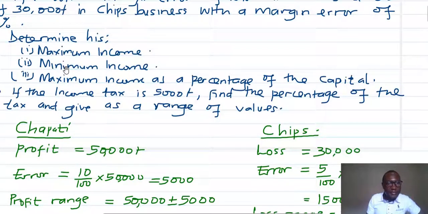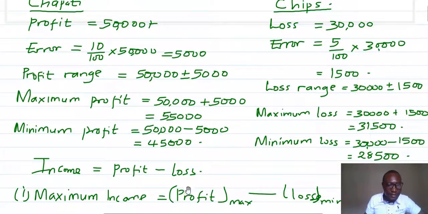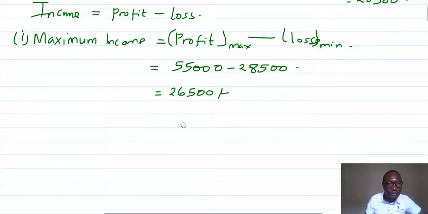Next, we need to find the minimum income here in Roman numeral 2. Minimum income comes in when you had minimum profits and then maximum losses, and that's what you're going to have here in Roman numeral 2.